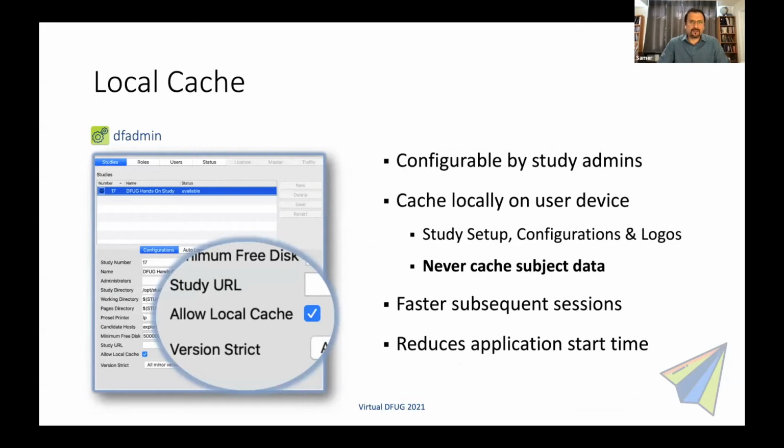In DFadmin's study properties panel, the study admins now have an option to enable local cache, which allows caching of study setup and configuration on users' local devices. So when this setting is enabled, the startup speed of desktop applications such as DFExplore is optimized. This eliminates each application's need to fetch frequently requested properties such as study logos, study setup, and configuration files on subsequent uses or logins.